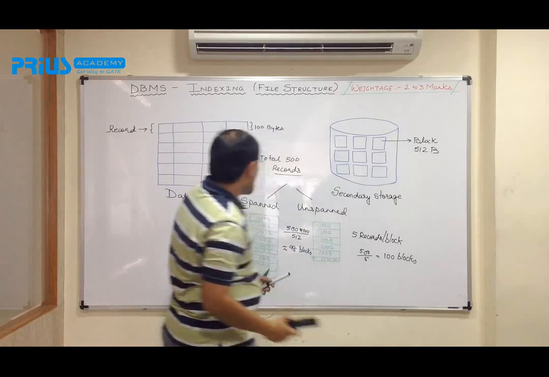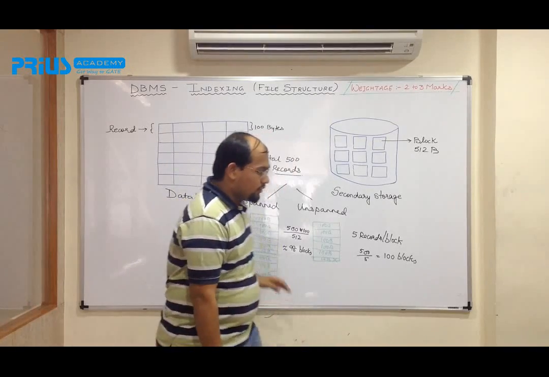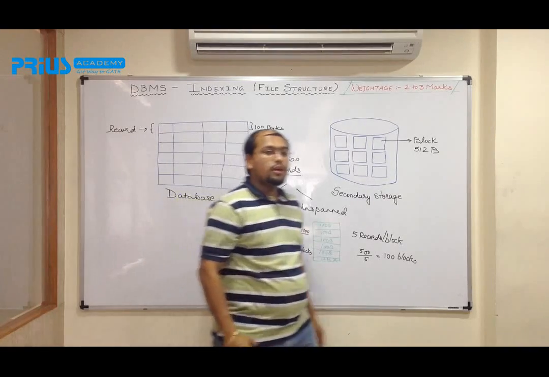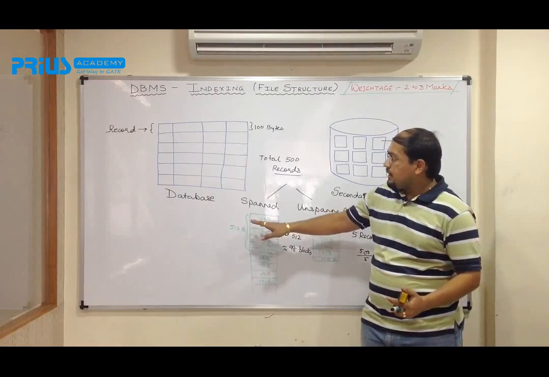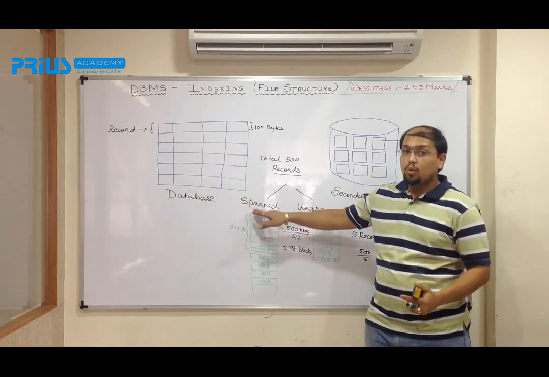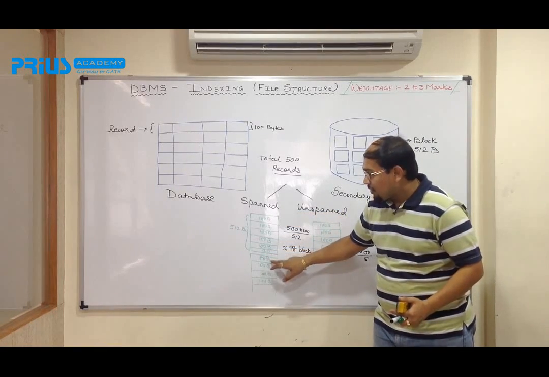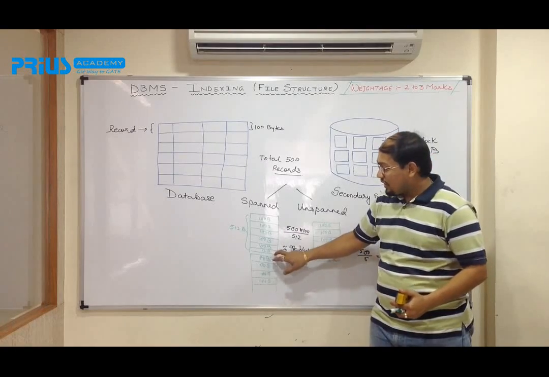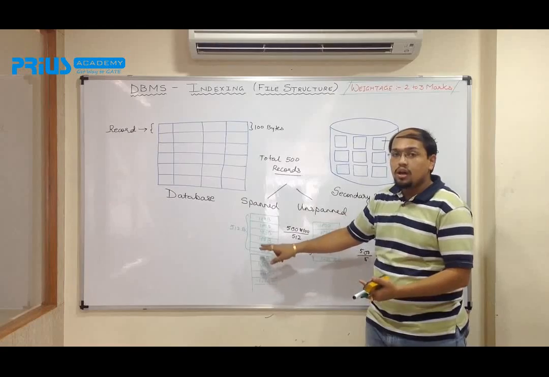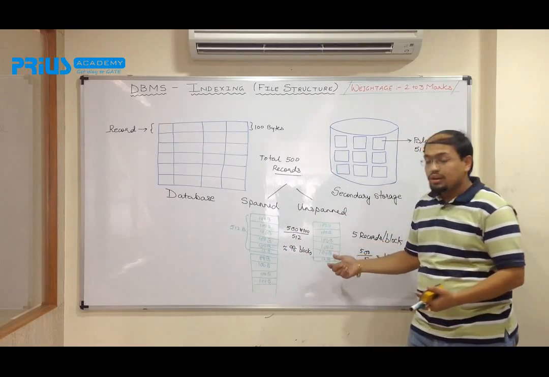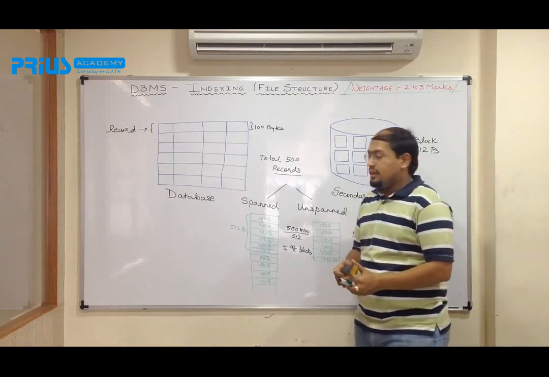Moving ahead, what do you think is the time requirement in spanned and unspanned organization? It is very clear that spanned organization requires more time to access because of this 12 byte part, then the next pointer will be pointing to this 88 byte part. So a record is divided, it is split into two portions, so I require more access time, whereas in unspanned organization, the time requirement is less.